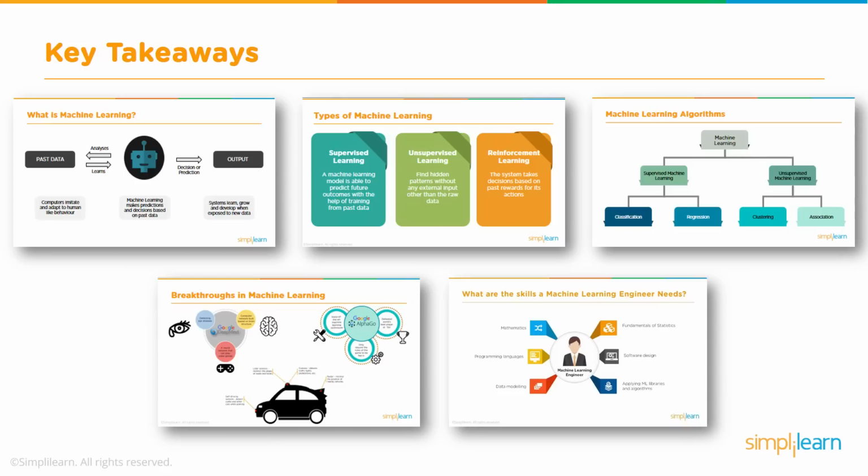Now, let's go through everything you've learned in the video. First, we spoke about what is machine learning, which is a method where computers imitate and adapt to human-like behavior. These systems take decisions on their own based on past data. We spoke about the types of machine learning: supervised, unsupervised, and reinforcement learning. Supervised learning, where a model is able to predict outputs based on past data. Unsupervised learning, where we detect hidden patterns in input data. And reinforcement learning, where a system's next course of action is based on past feedback.